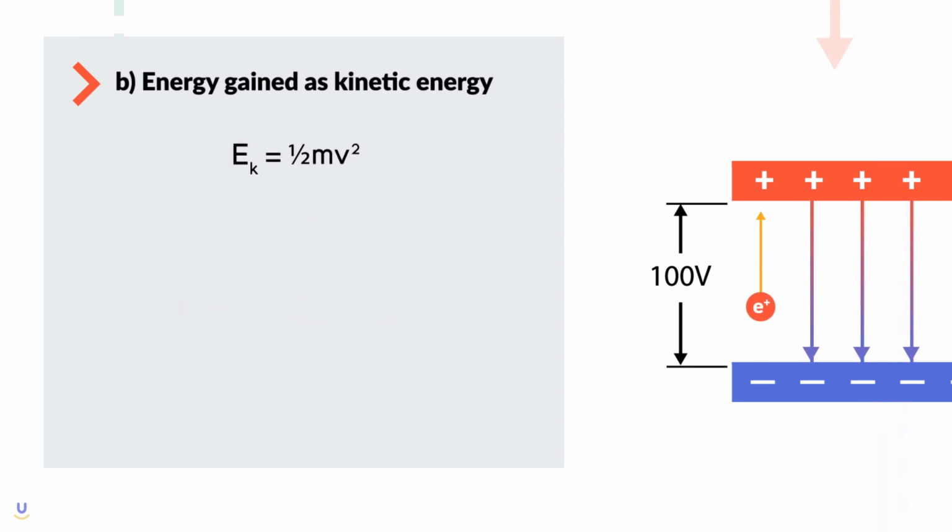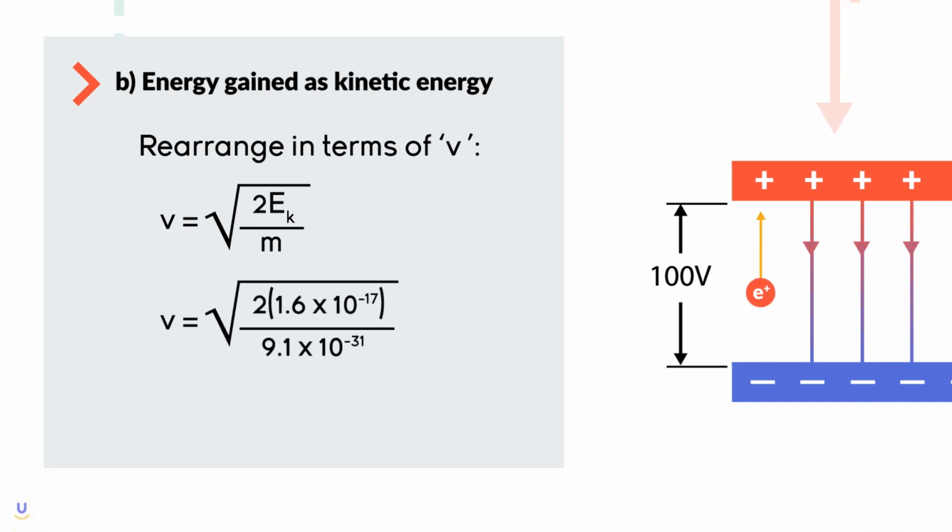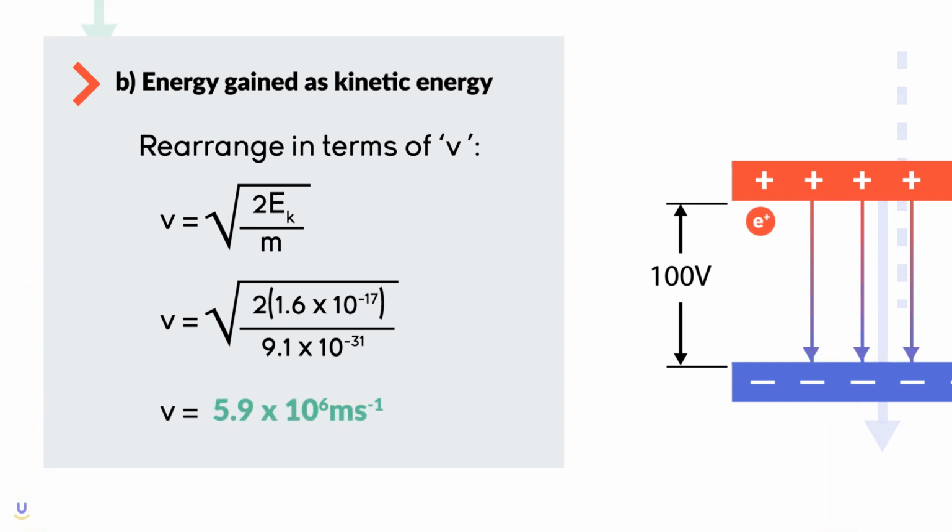For B, the energy gained as kinetic energy is EK is equal to half into mv squared. Rearrange the equation in terms of v, and we get v is equal to the square root of 2 times EK over m. By substituting the values in, we get v is equal to the square root of 2 into 1.6 times 10 to the power of negative 17 over 9.1 times 10 to the power of negative 31. Therefore, v is equal to 5.9 times 10 to the power of 6 meters per second.